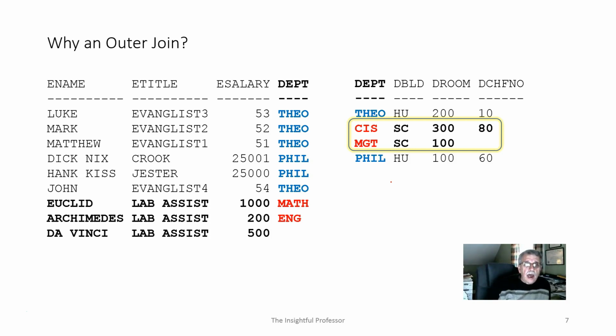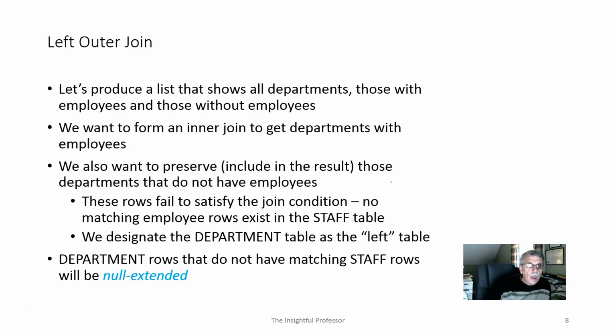The outer join gives us the option of including the rows from department that don't match, or the rows from staff that don't match, or both sets of non-matching rows. So let's produce a result that shows the departments that have employees, but also shows the departments that don't have employees. So clearly we want to form the inner join to be able to identify those departments that currently have employees. So that's easy. But now what we want to do is preserve those other rows. Keep those in the result as well for the departments that don't have employees.